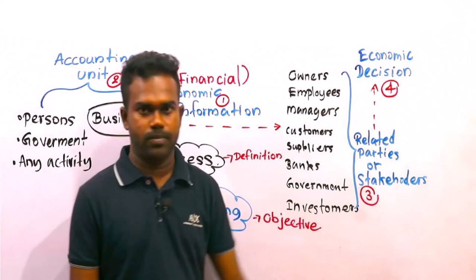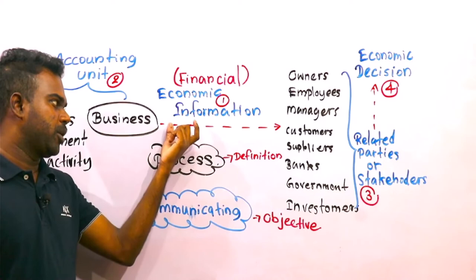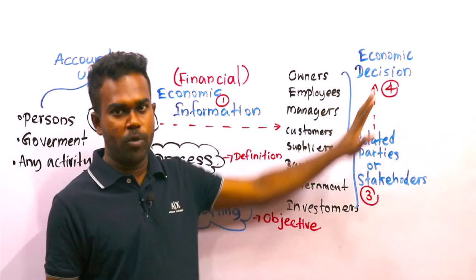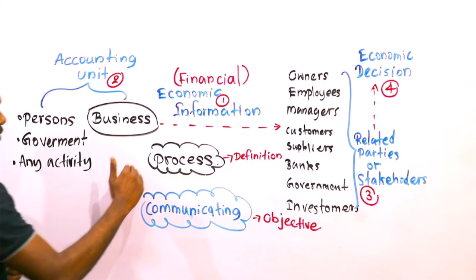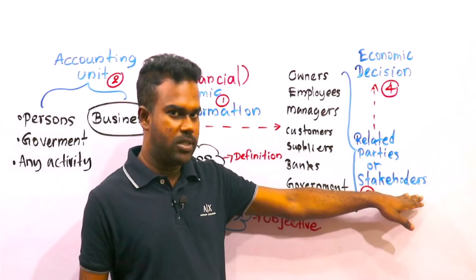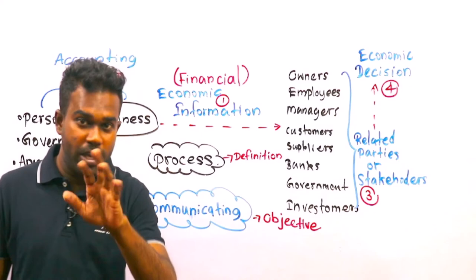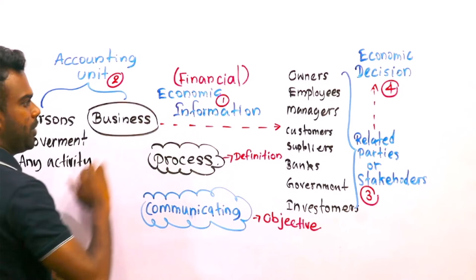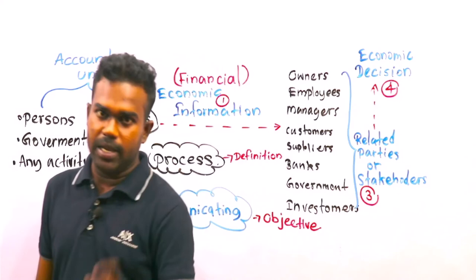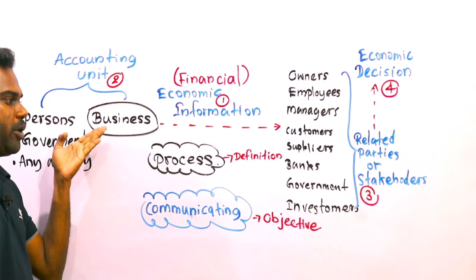For stakeholders or related parties, same words, right? The process of providing economic information regarding an accounting unit for stakeholders to make economic decisions. And highlight four keywords: economic information, accounting unit, stakeholders, and economic decisions. Please highlight them.